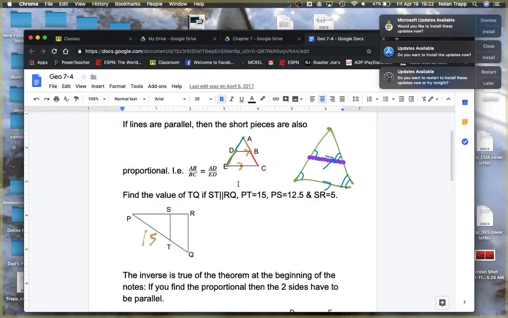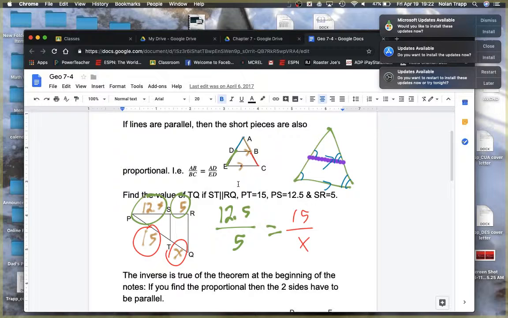That's 15. PS is 12.5. That's a horrible 0.5, but we're going to ignore that. That's 5. And I'm looking for TQ, which is down here. So the ratio of 12.5 to 5, you'll notice here and here, has to be equal to the ratio of 15 to x. Do note how they go in order. This one was first, so this one's first. Then we do our cross multiplying that we've done before.